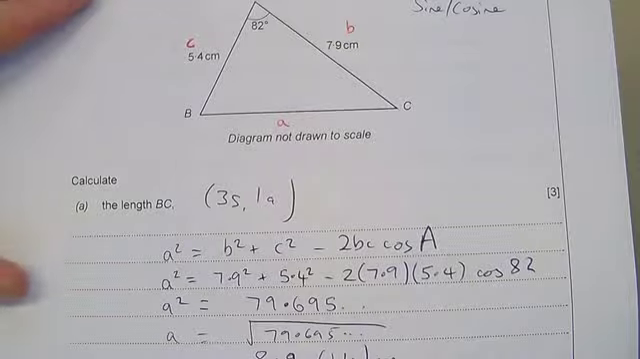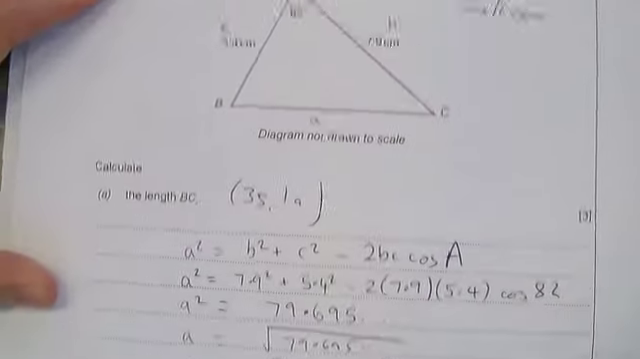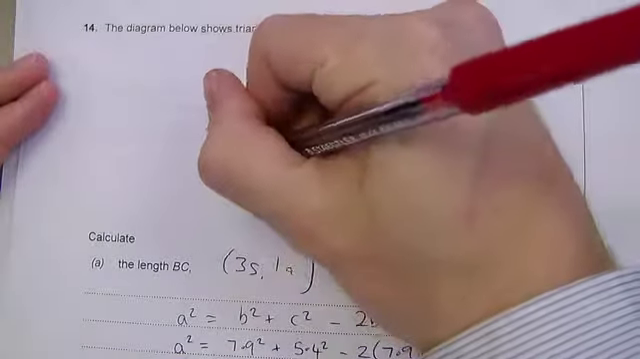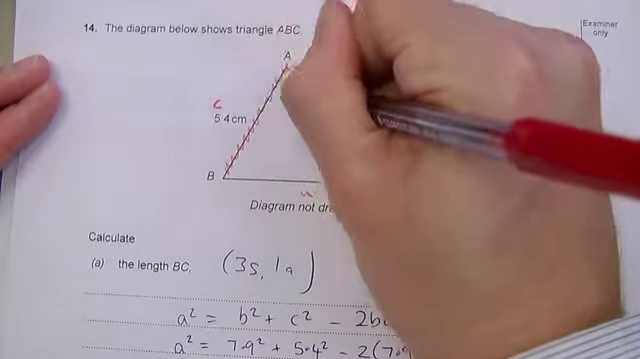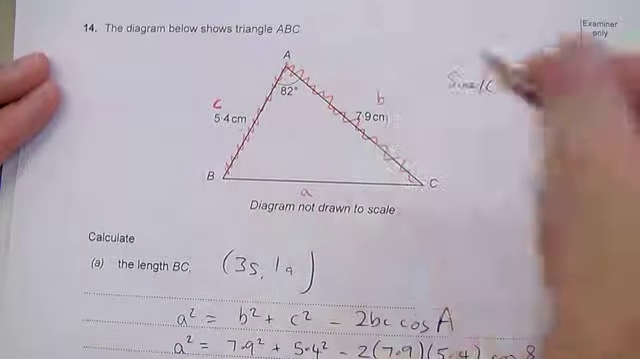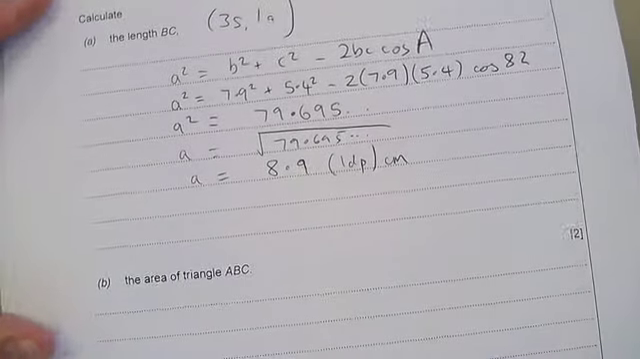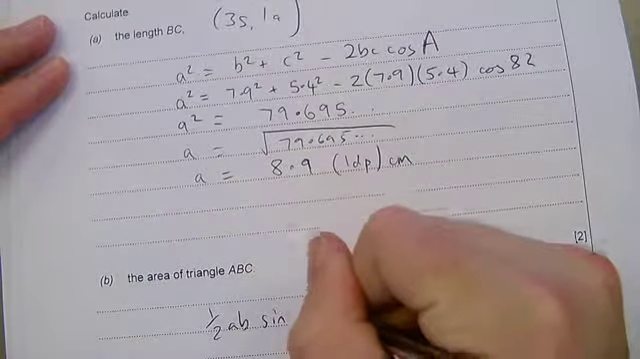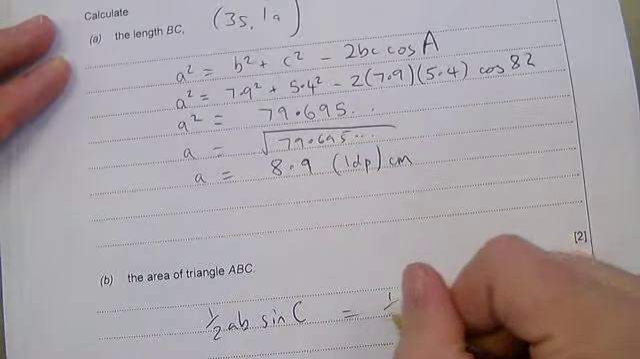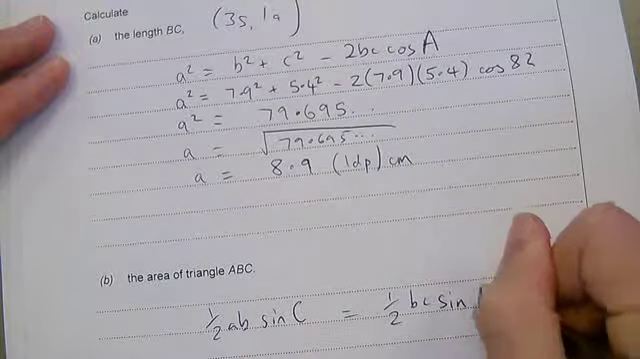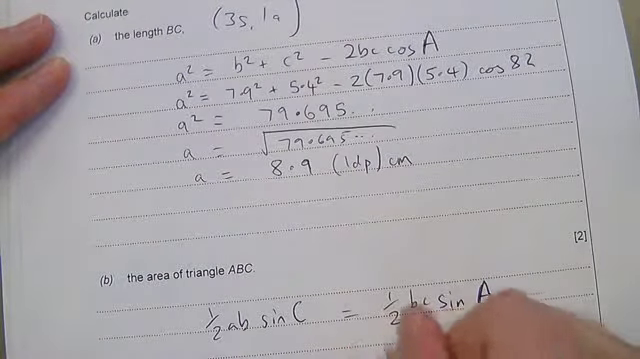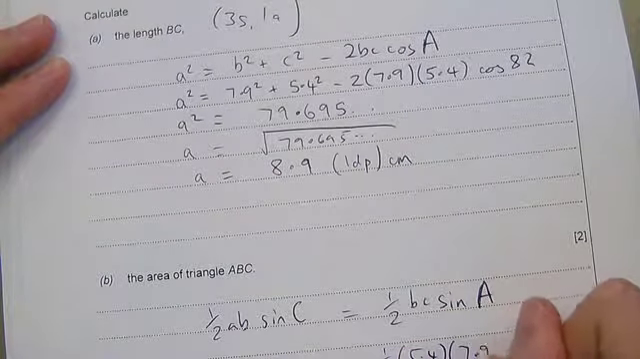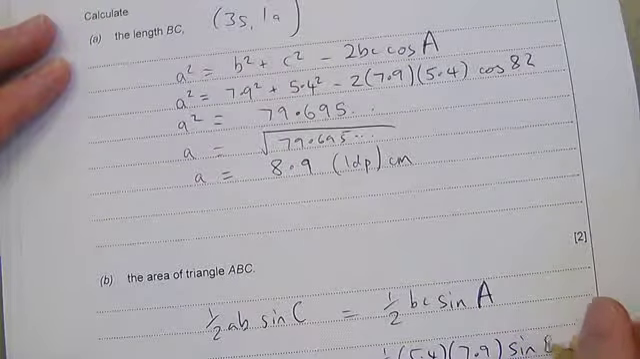Okay? Find the area of the triangle ABC. So I need to know an angle, and I need two sides that feed into that angle. Luckily for us, it's just a bit from the first bit. These two sides here meet at that angle. So it's a half ab sine C, that's what the formula booklet will tell me. But the fact I've got sine A, I'm going to rewrite it as a half bc sine A. So that's going to be a half of 5.4 times 7.9 sine 82.